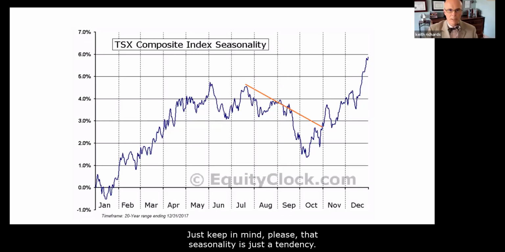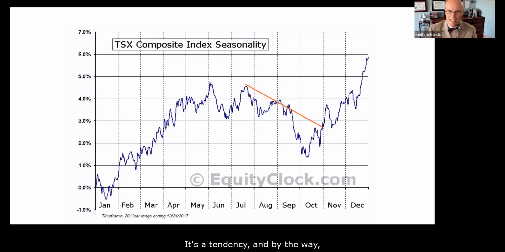That's just an average. Just keep in mind, please, that seasonality is just a tendency. It's not an absolute. There's no guarantee that after October, the markets will go up until May, as you can see on this chart. There's also no guarantee that we will, in fact, see a sell-off between August and October on this index or any other index.